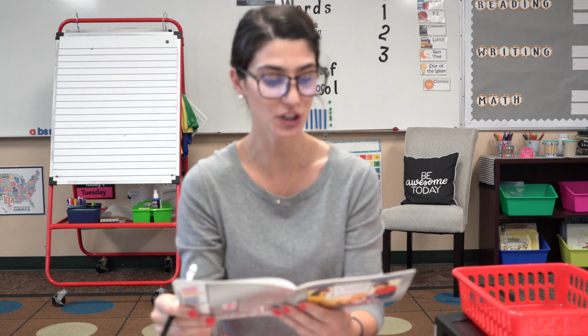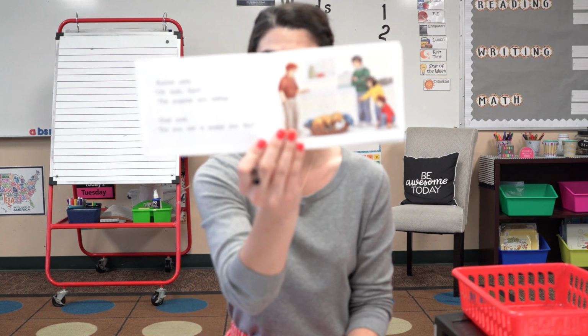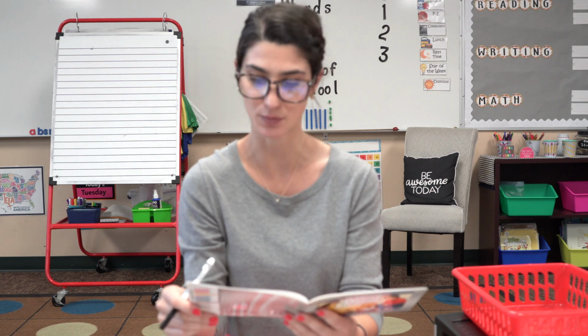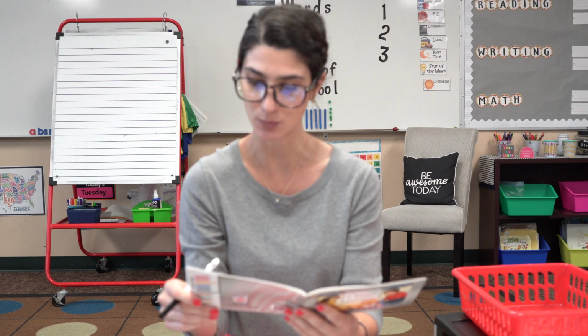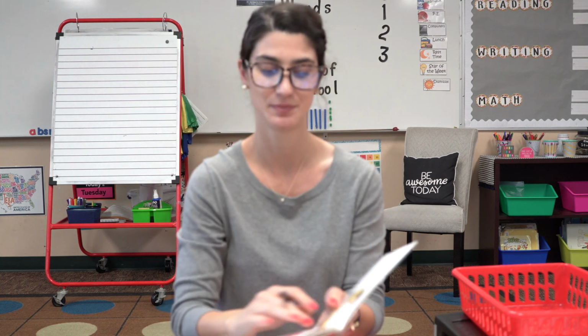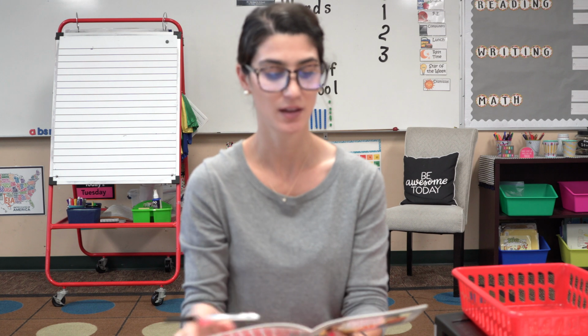Rachel said, oh, look, Sam, the puppies are asleep. Dad said, do you see a puppy you like? I like this little brown puppy, said Rachel. I like this little puppy with the spots, said Sam. The puppy with the spots is awake, said Dad.